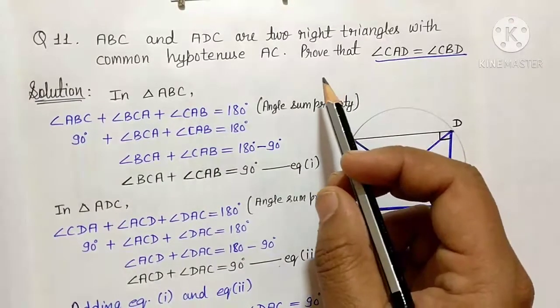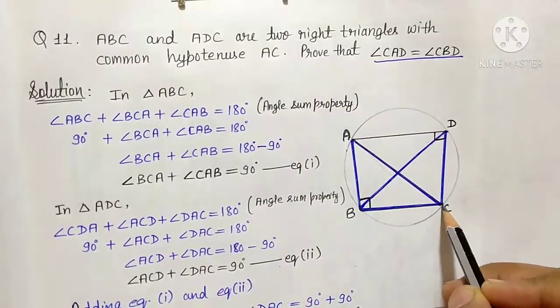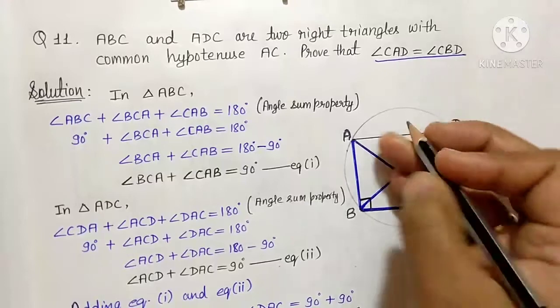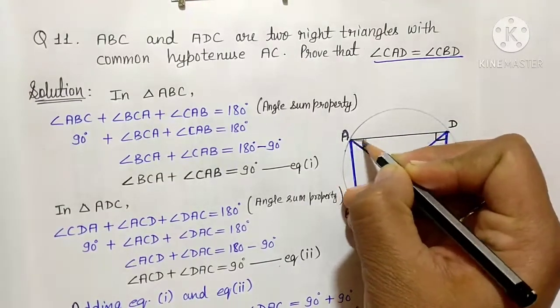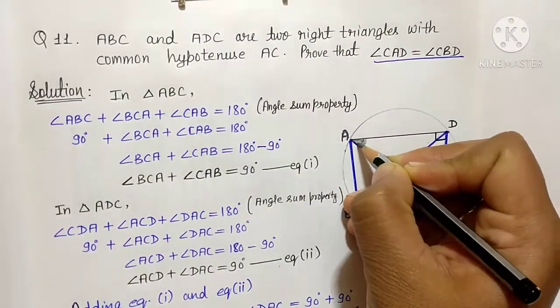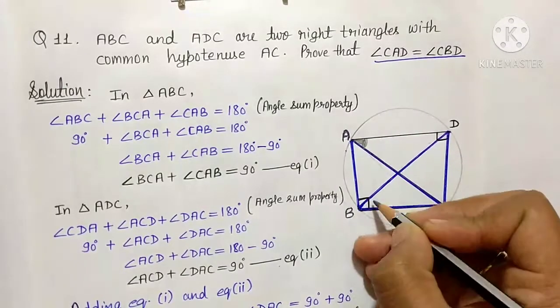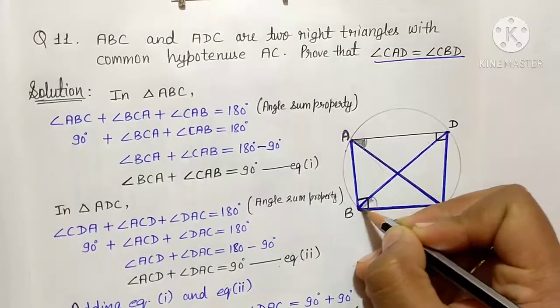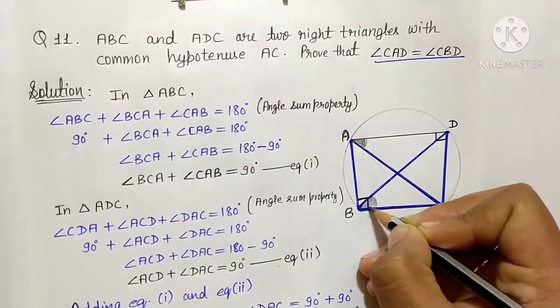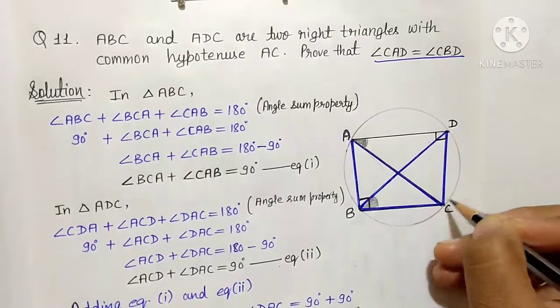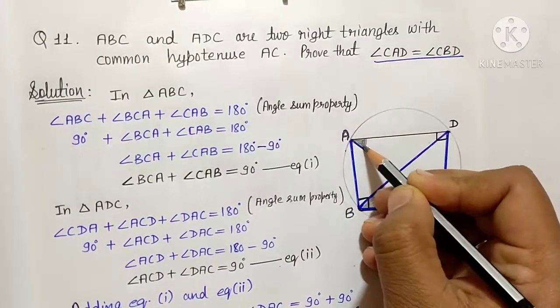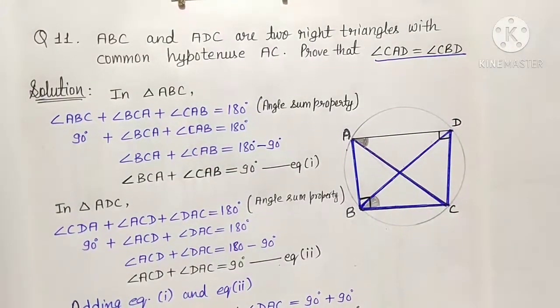What they are asking, prove that angle CAD, CAD, it means this angle they are asking. This angle is equal to which angle? CBD. CBD, it means this much part. They are asking this part should be equal to this half part. CBD should be equal to CAD. So we have to prove this one.